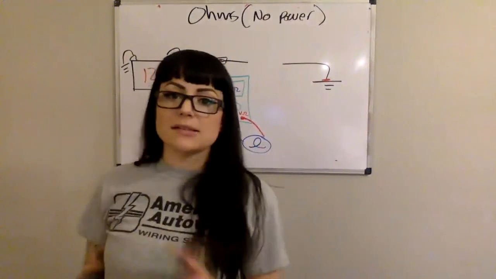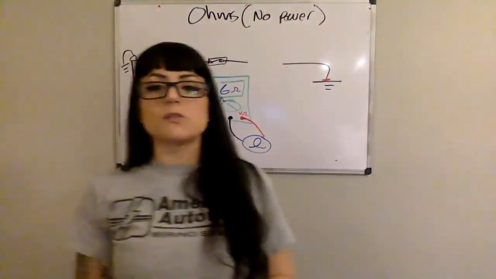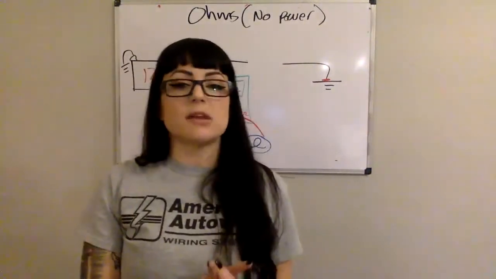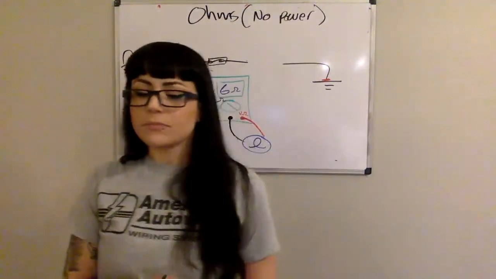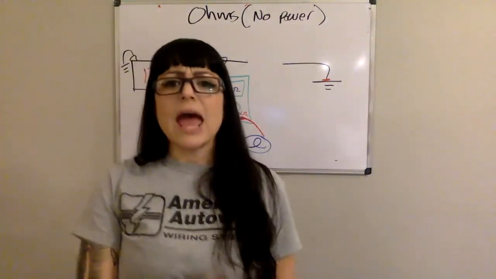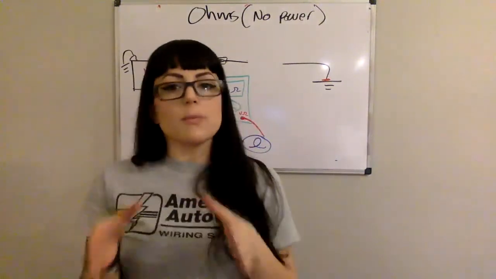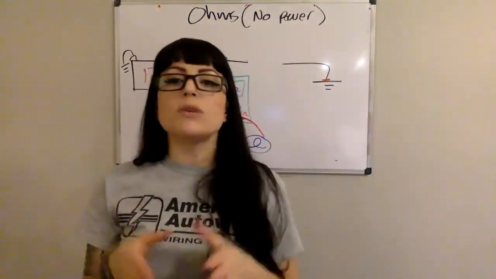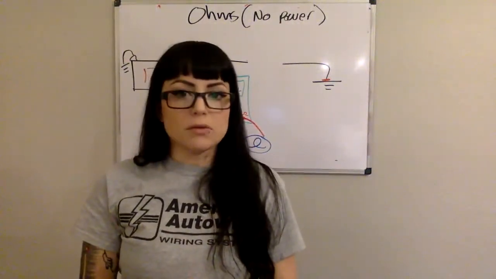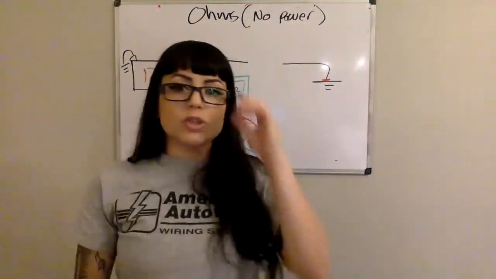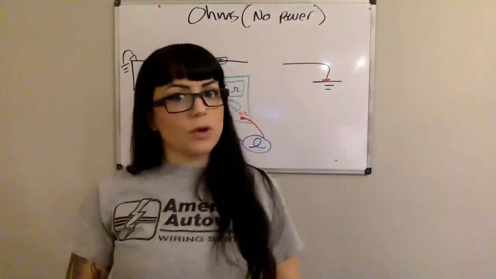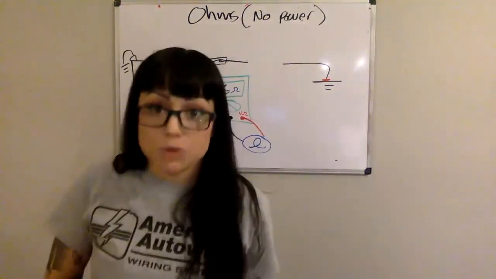The best test, if at all possible, is going to be your voltage test, available voltage and voltage drop. As long as you know what you're looking at and you know what you should see on the meter, which you always should. If you're going to hook up a meter to something, you always need to ask yourself, what should this be? Should I see 12 volts or should I not see 12 volts? Should it have dropped by now?